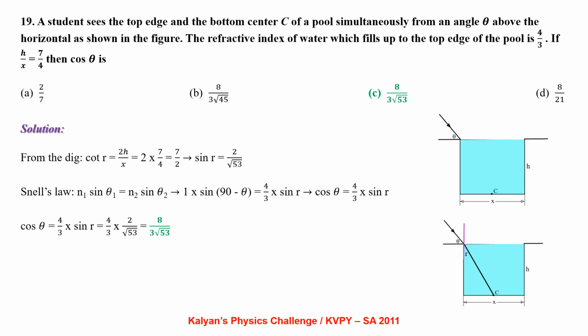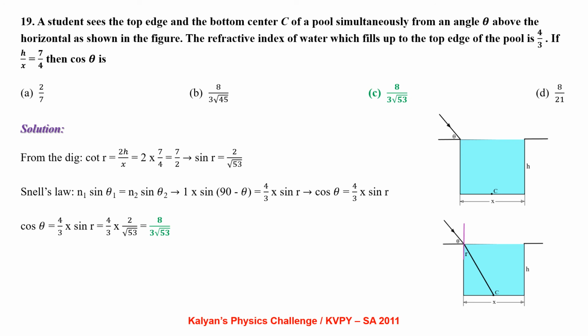A student sees the top edge and the bottom center C of a pool simultaneously from an angle theta above the horizontal as shown in figure. The refractive index of water which fills up the top edge of the pool is 4 by 3. If h by x equal to 7 by 4, then cos theta is.